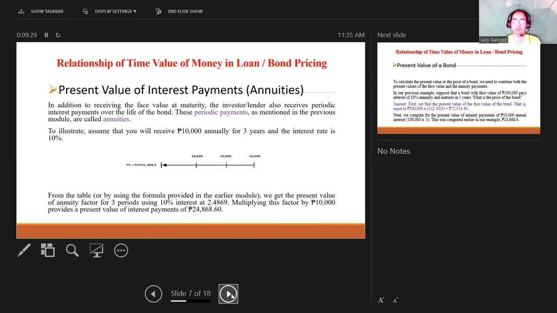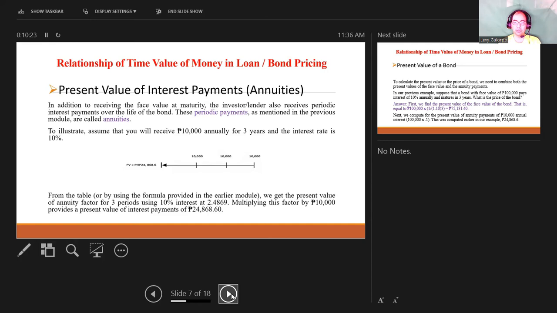Present value of interest payments or annuity. In addition to receiving the face value at maturity, the investor lender also receives periodic interest payments over the life of the bond. These periodic payments, as mentioned in the previous module, are called annuities. To illustrate, assume that you will receive 10,000 annually for 3 years and the interest rate is 10%. So nakikita nyo dito sa example illustration natin, no? Yung present value niya ay 24,868. Tapos may tatlong hulugan na or annuity na tinatawag na tig-10,000 pesos.